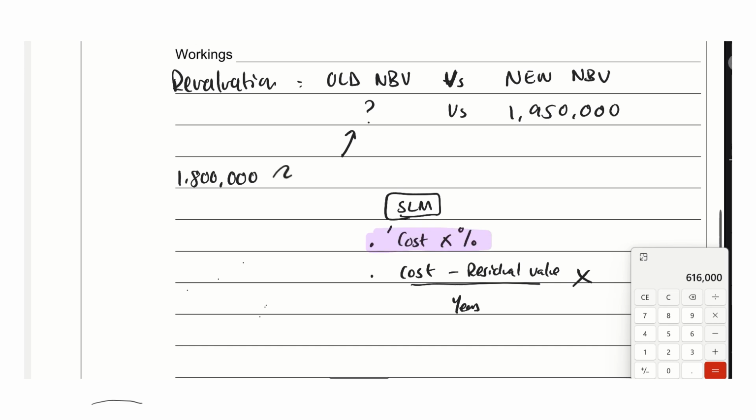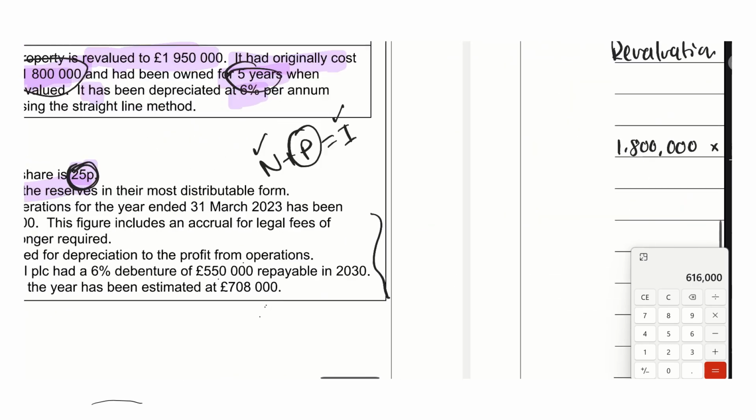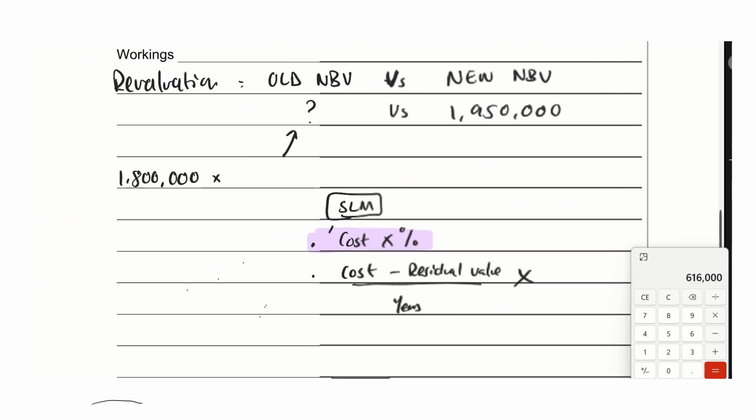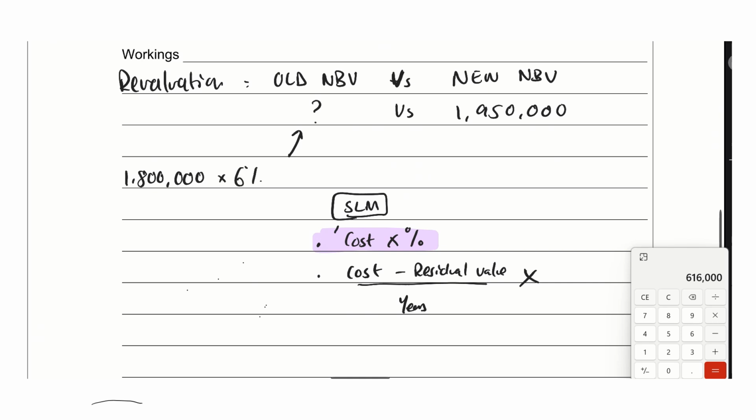So the cost is 1.8 million. We times this by the percentage that you've been given in the question. That's 6% per annum. Okay, so let's pop that in the calculator. So 1.8 million times 6% is going to give us 108,000. Every time you have used the straight line method or the reducing balance method, whether it's this formula or whether it's this formula, either of these answers will always give you the depreciation for 1 year only, for the year.